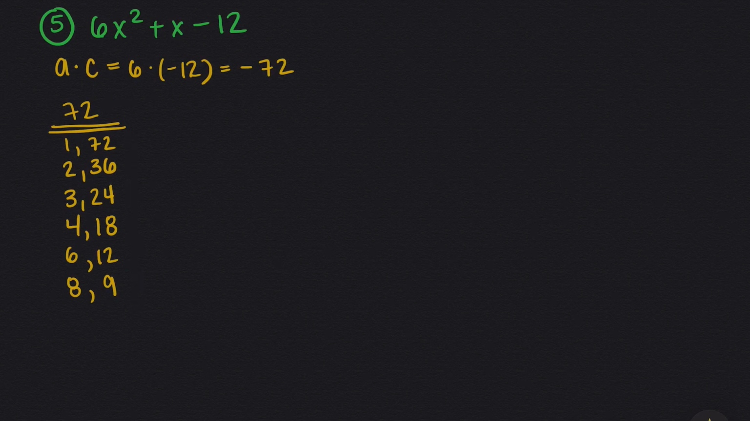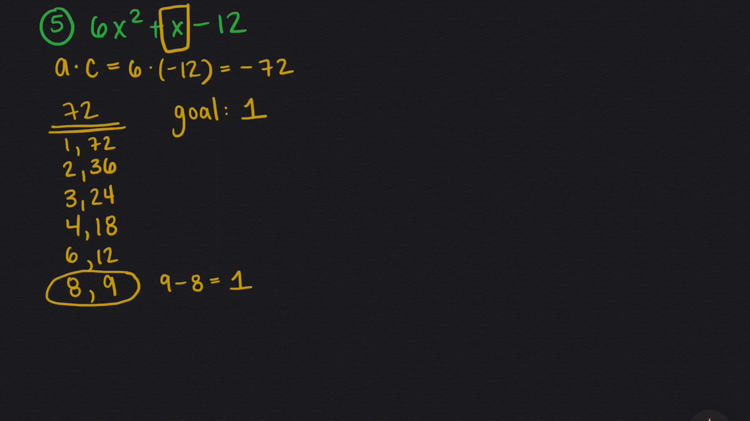Now we're looking for the pair of numbers that when we add them or subtract them, we'll get our middle term. In this case, our middle term is that invisible 1. So the goal is a 1. Looking through our list of factors, remember you want to add them and subtract them and see if you can get 1 in either case. And if we look at the bottom here, the last pair of factors, 8 and 9, we see that when we subtract 9 minus 8, we get a positive 1, which is what we want.